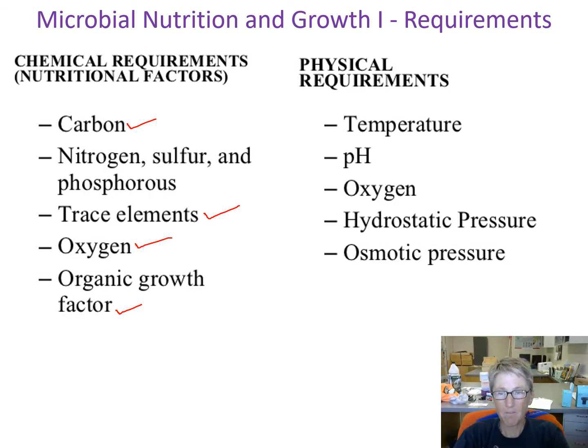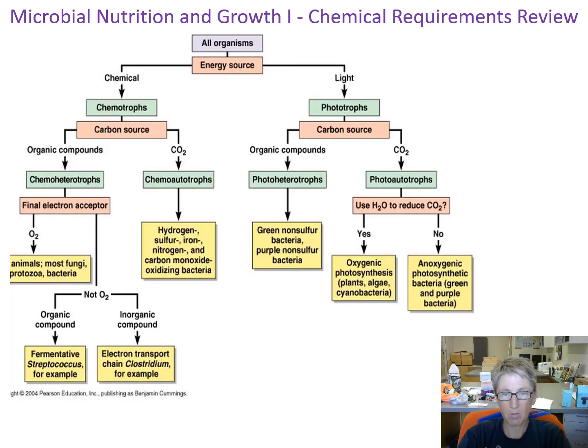So in this video we're going to talk about physical requirements that microbes need to grow. They need a certain temperature range. Certain microbes need certain temperatures. Other microbes will need different levels of pH. We kind of went over this in the chemical requirements. If you are an aerobic organism, you need oxygen. If you are an anaerobic microbe, then oxygen is toxic to you. Microbes grow at different hydrostatic pressures and osmotic pressures, and we'll talk about all those in the physical requirements today.